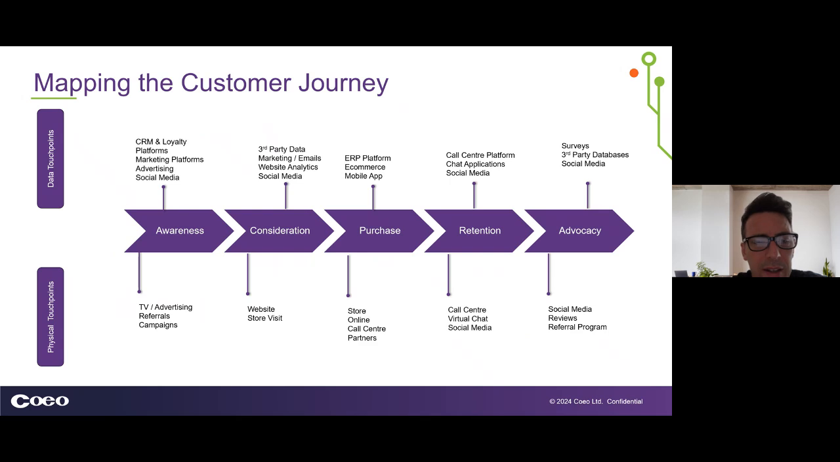So if we start with the awareness, whether that's creating brand awareness, campaigns, referrals, that data, who we're going to target, is often held in a loyalty platform, CRM databases, marketing platforms where third-party data can be used to push out marketing campaigns. Anyone that's interacted with you, that signed up for a newsletter, etc. Obviously, we've got a starting point of where we can push out and create brand awareness. And equally, social media can play a part.